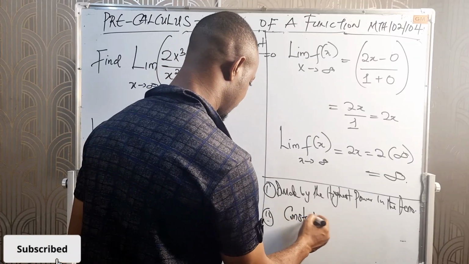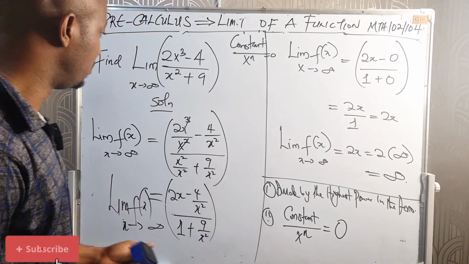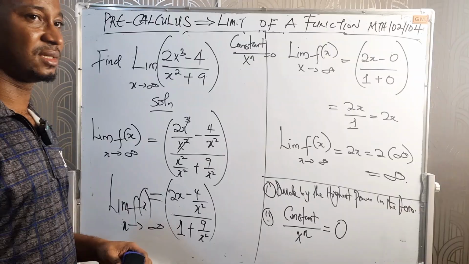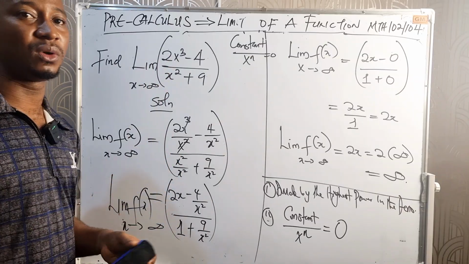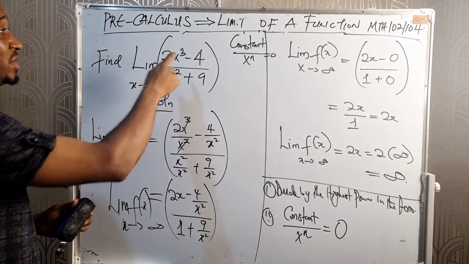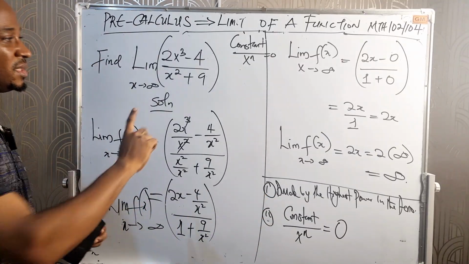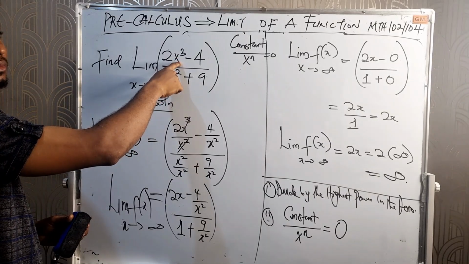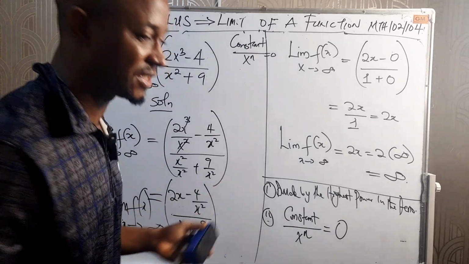Set your constant over x to the power of n to be equal to 0. But other material can just say divide by the highest power of x in the expression, not considering numerator or denominator. If you look at this expression here, the highest power is 3 in the denominator. But the rule I gave is to divide by the highest power in the denominator. But the highest power here is x cubed, which is in the numerator. So some material can just tell you, just divide by the highest power of x in the expression.